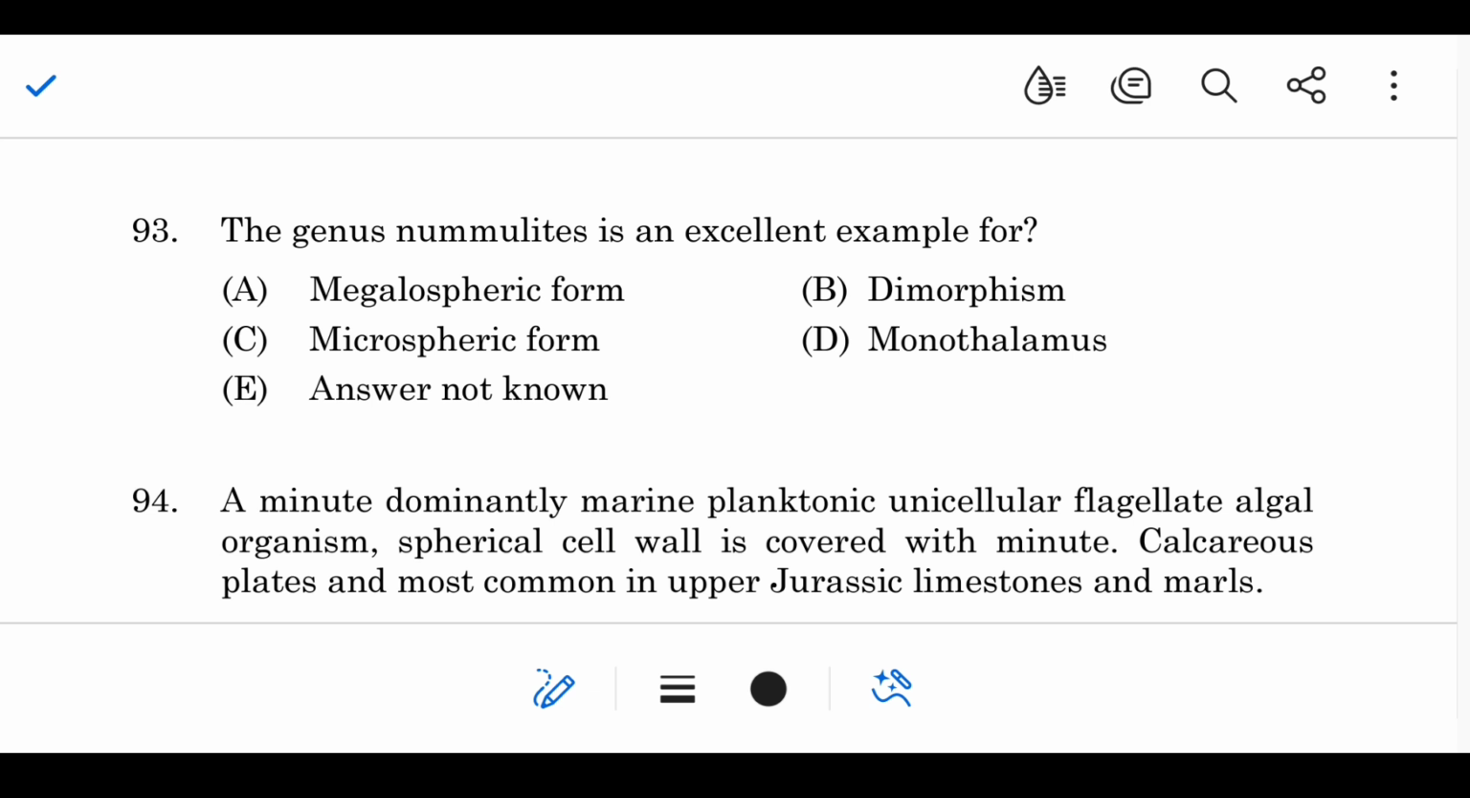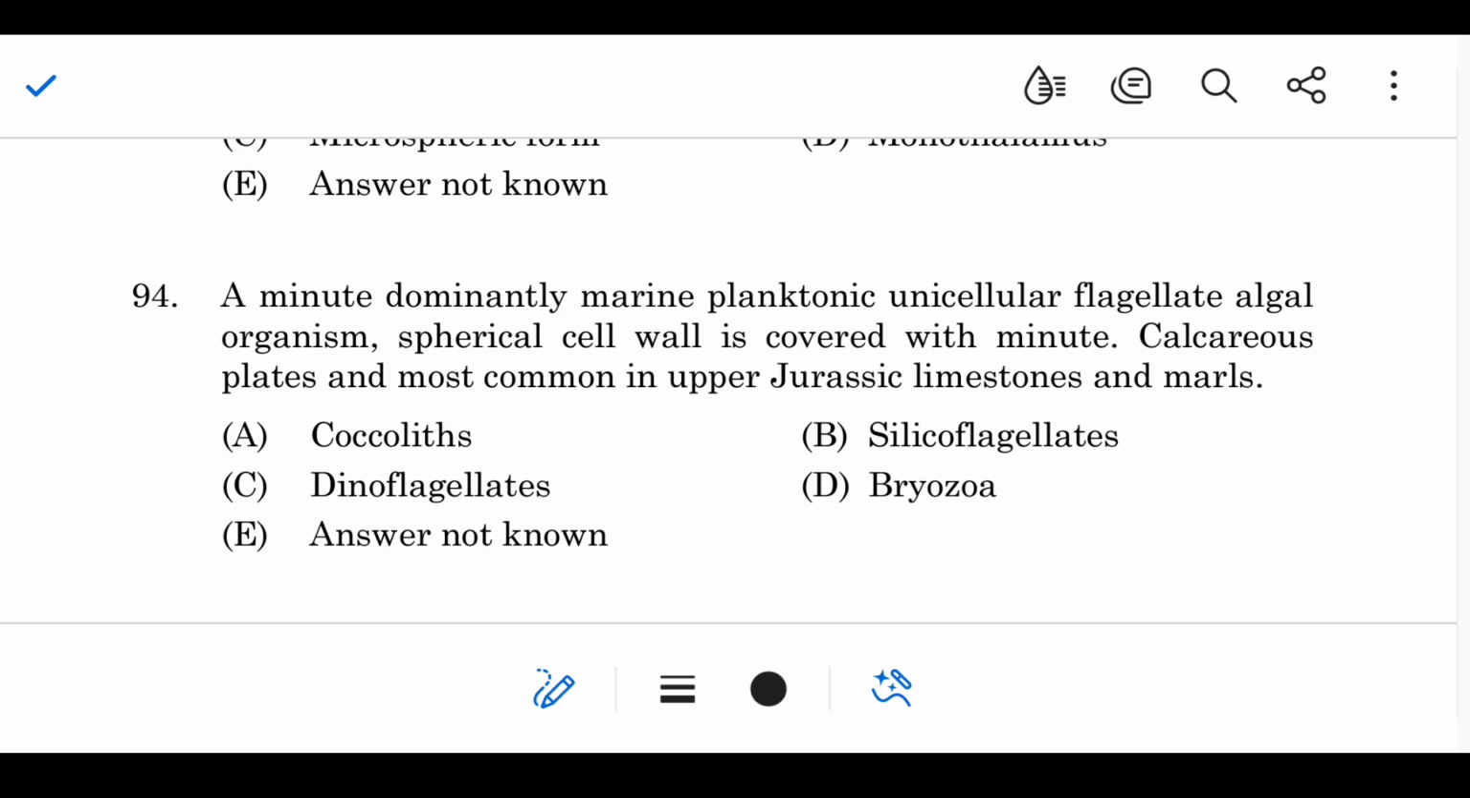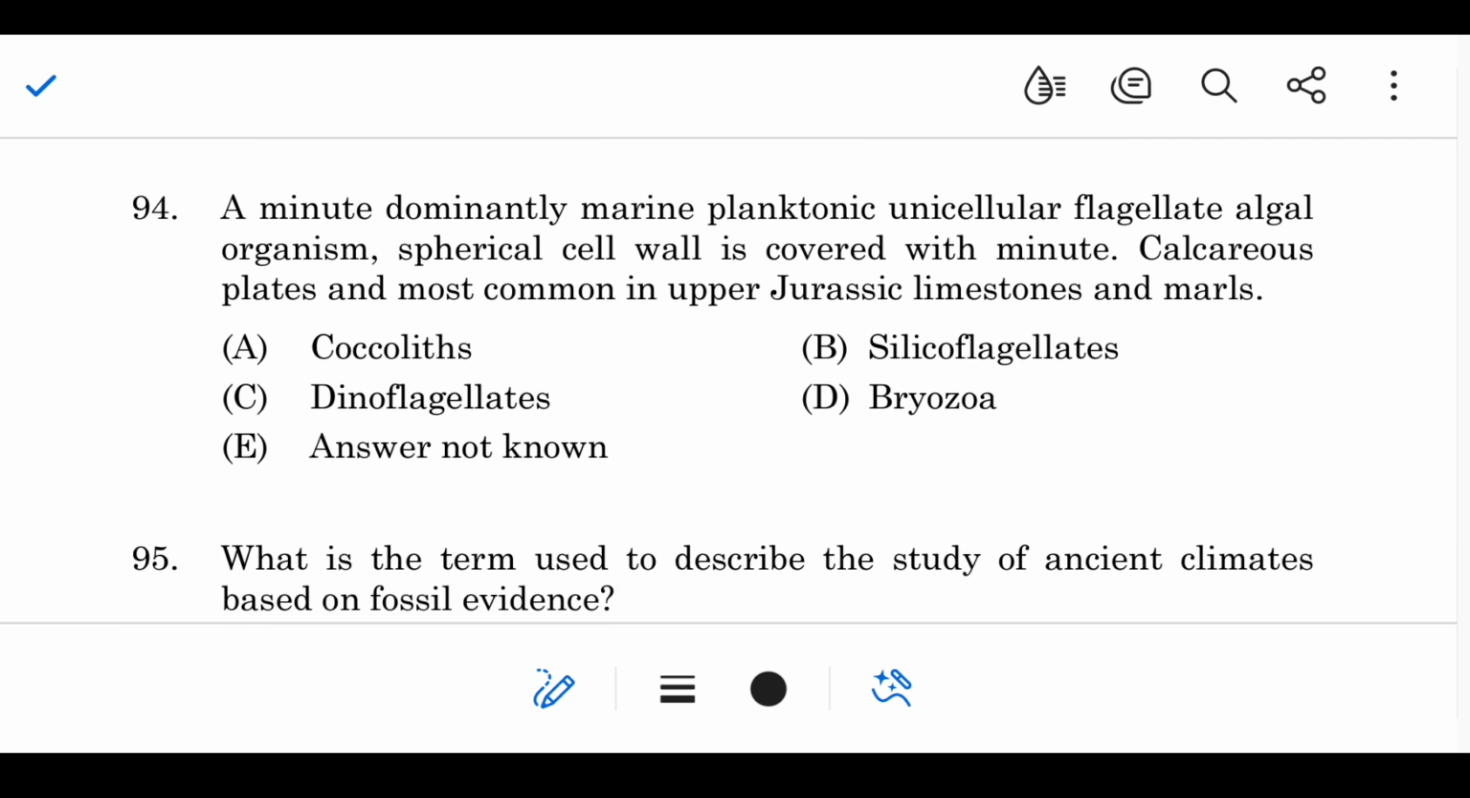The genus Nummulite is an excellent example for dimorphism. A minute dominant marine planktonic unicellular flagellate algae organism, with a spherical cell wall covered with minute calcareous plates and most common in Upper Jurassic limestone, is called coccoliths.